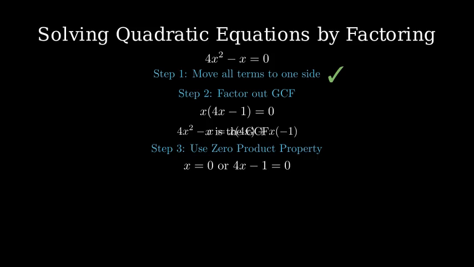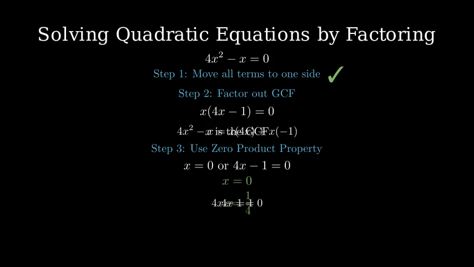So either x equals 0 or 4x minus 1 equals 0. Let's solve each equation separately. From the first factor, we already have x equals 0 as one solution. From the second factor, 4x minus 1 equals 0. We add 1 to both sides to get 4x equals 1. Then divide both sides by 4 to get x equals 1/4.